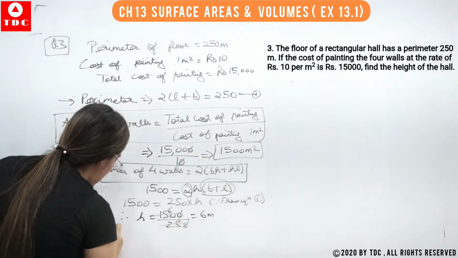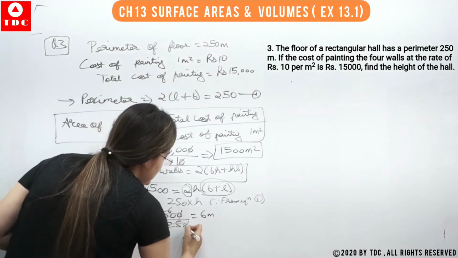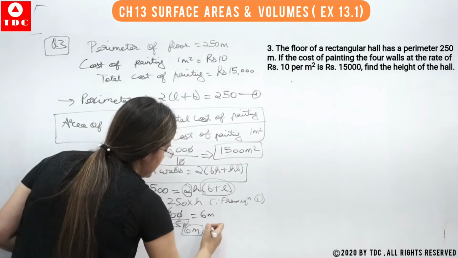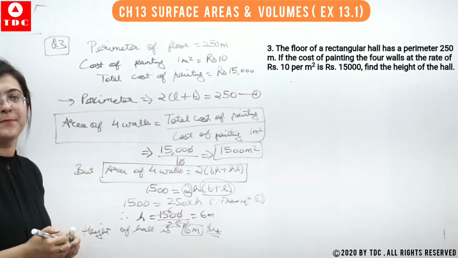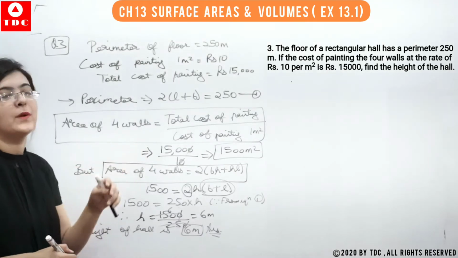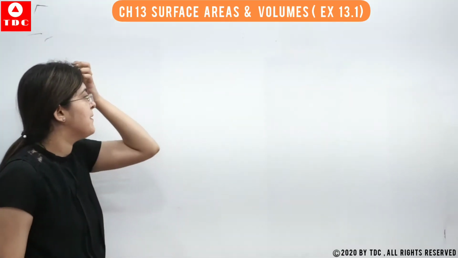We will write the height of the hall is 6 meter. Okay, that is all we needed to calculate, the height of the hall. This completes your question number 3. Let's move on to question number 4.